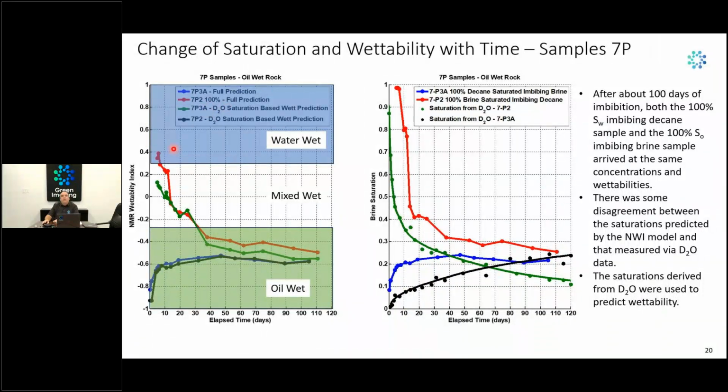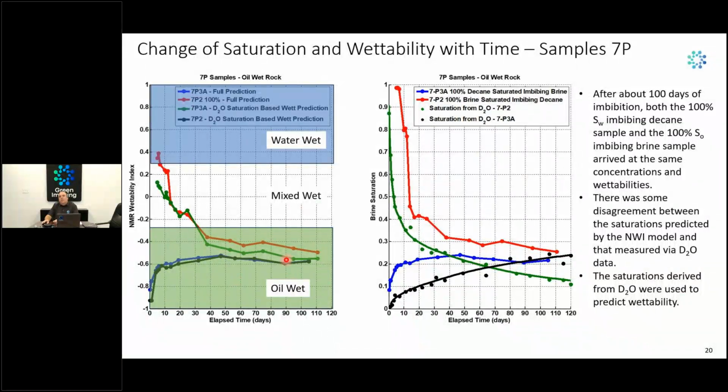We started with this 7P2. It was 100% water saturated, and we submerged it in decane. Over time, it slowly became more oil wet. Correspondingly, 7P3A was initially 100% oil saturated, submerged in brine, and started as very oil wet, and over time it became less and less oil wet. Finally, by about 50 days, so close to 2 months, the wettabilities both settled in this minus 0.5 oil wet region. That's how the wettability changed.